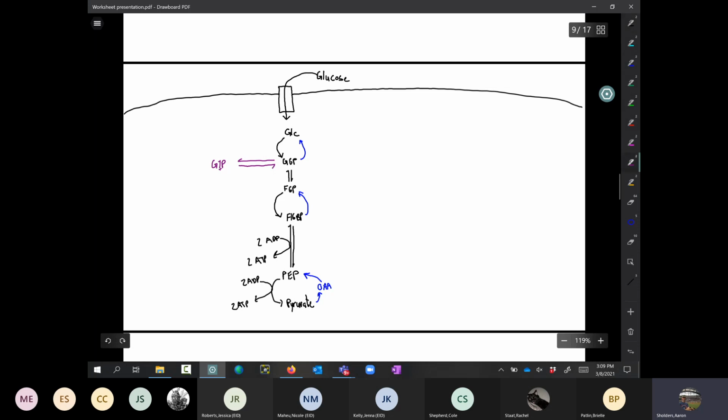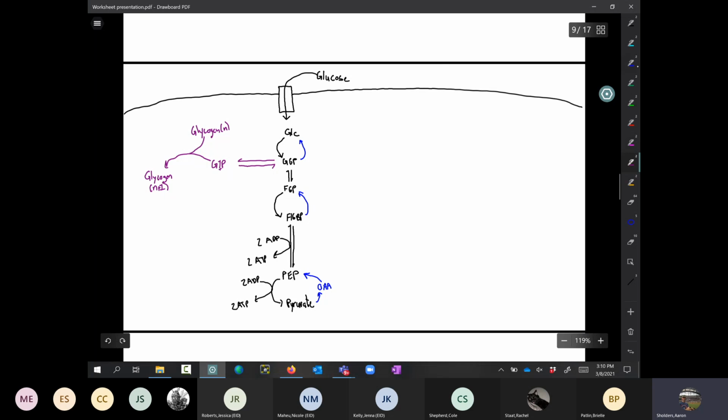G1P can be used to make glycogen N plus 1. And then I'm going to put, coming into this reaction, glycogen N, okay? So we're adding one of the glucose molecules. The enzyme that's going to do that is glycogen phosphorylase, right?